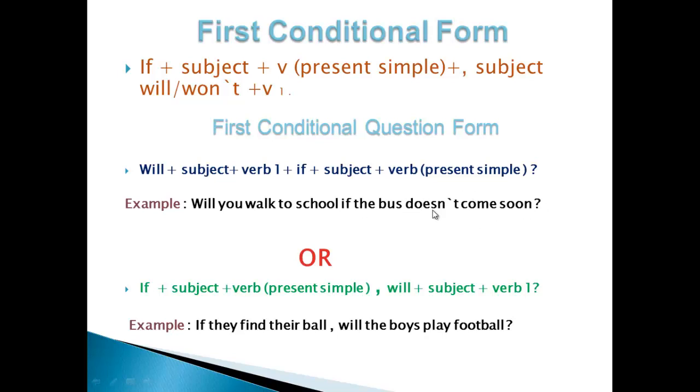What did I write after bus? Doesn't, not don't, doesn't. Or you can start with if, subject, verb in present simple, comma. If you start your sentence or your question with if, you should add a comma. But if you start with will, no comma. So what is the difference between these two sentences? The form is the same, but here no need for a comma when you start with will, and here you should add a comma when you start your sentence with if. Example here: if they find their ball, comma, will the boys play football? Question mark.